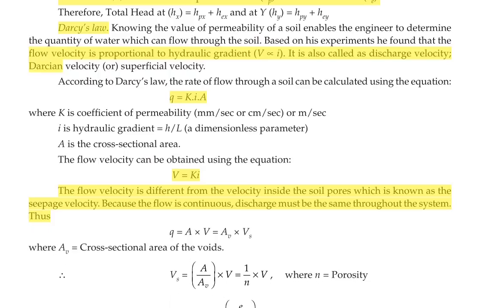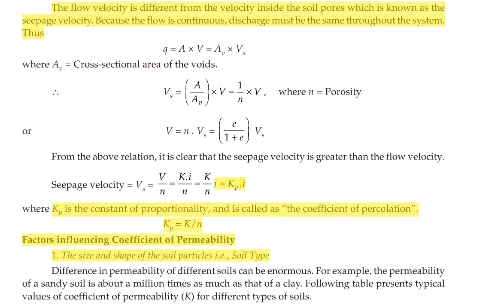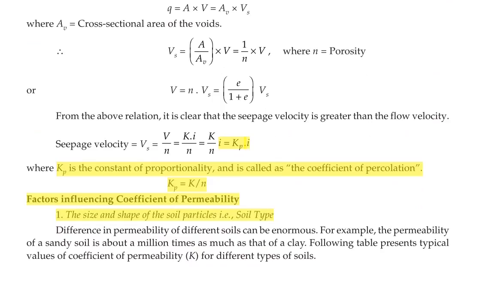Next, we are going to see the seepage velocity. The flow velocity is different from the velocity inside the soil pores, which is known as the seepage velocity. The formula for seepage velocity, Vs equal to Kp into I, where Kp is the constant of proportionality and it is called the coefficient of percolation. The formula for coefficient of percolation, Kp equal to K divided by n. The coefficient of percolation is also defined as the ratio of coefficient of permeability to porosity.